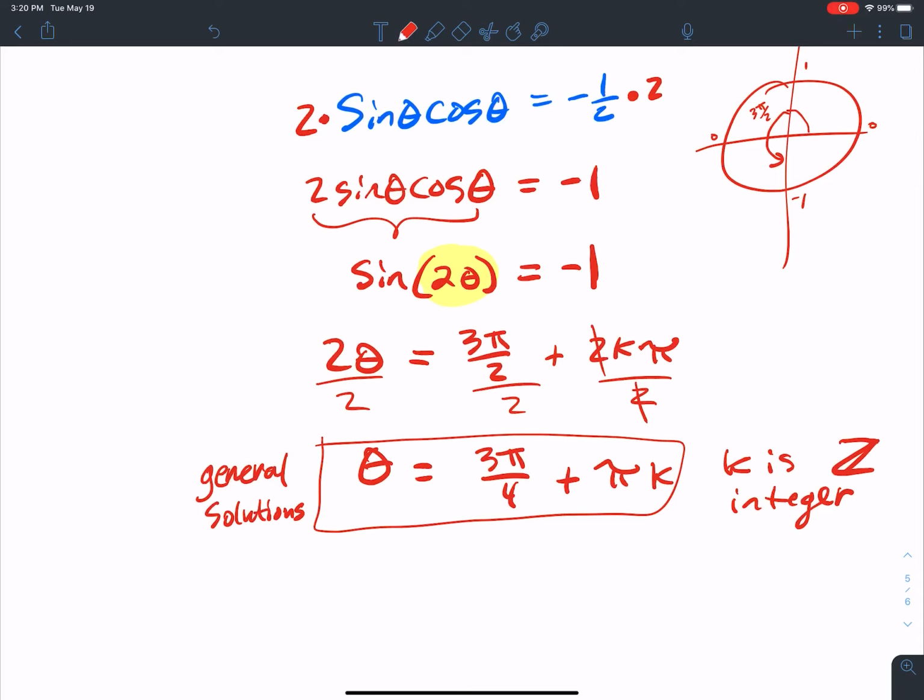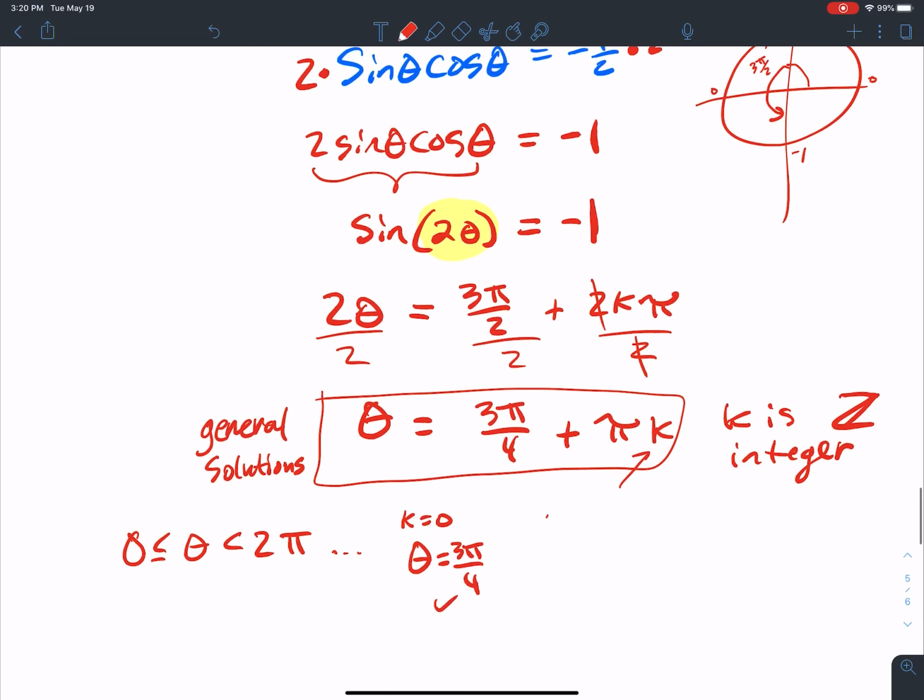Now, say I want it to be in the interval from 0 to 2 pi, right? So how does this happen? Well, if I plug in a 0 for k, if k equals 0, I get theta equals 3 pi over 4. That's in the interval. k equal to 1 gets me 3 pi over 4 plus pi, which is 7 pi over 4. Okay, that's in the interval.